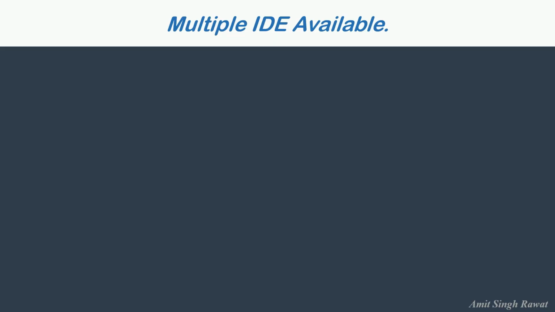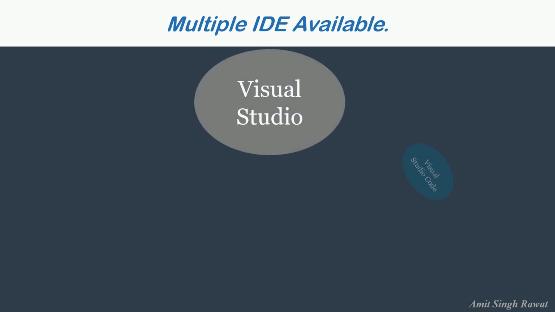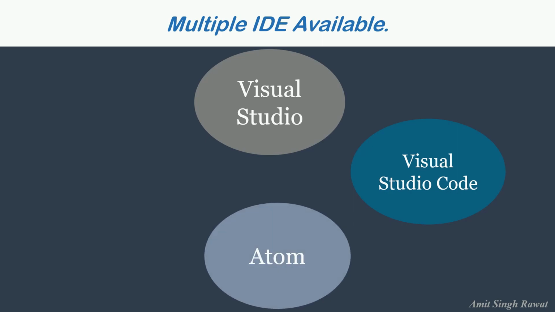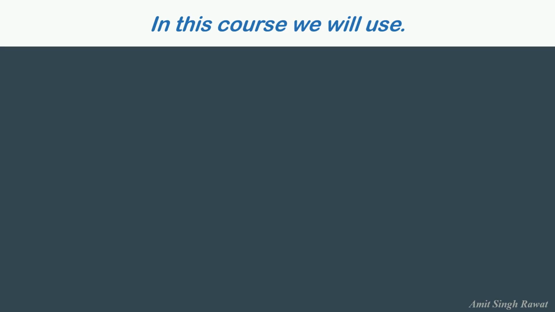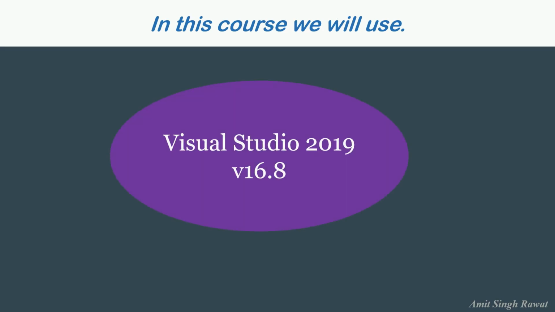There are multiple IDEs available in the market, like Visual Studio, Visual Studio Code, Atom, Sublime, and many more. With all these IDEs, you also need .NET Core SDK to get started with your development process. In this course, we will use Visual Studio 2019 version 16.8. And the reason is, this is the most powerful IDE available in the market for .NET development. Not for all, but at least for .NET development.